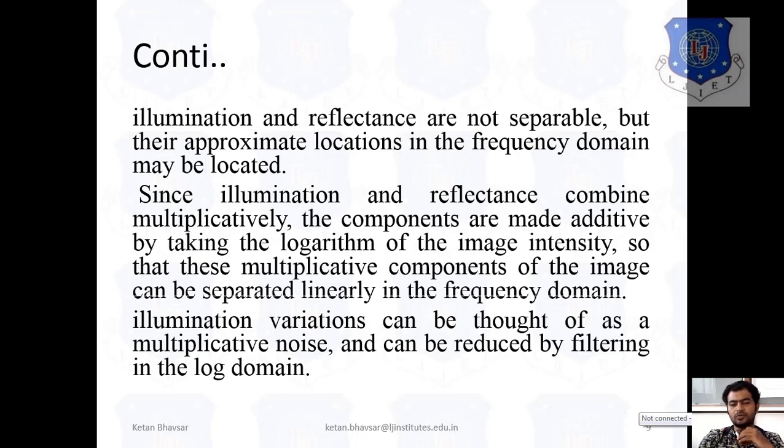Illumination variations can be thought of as a multiplicative noise and can be reduced by filtering in the log domain. So basically when we're talking about the filters that we have, we have to deal with the logarithm domain, because the content of noise can be minimized when we convert the data into the logarithm format, and also we can try to reduce it as much as possible. So this filter is very popular when we are dealing with high frequency content, when we are dealing with real time data, and it can be captured in sunlight and high illumination.